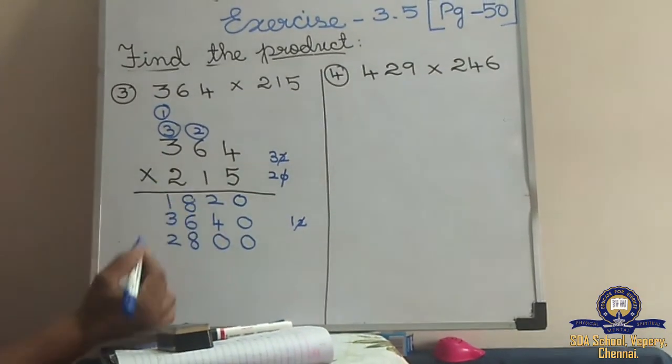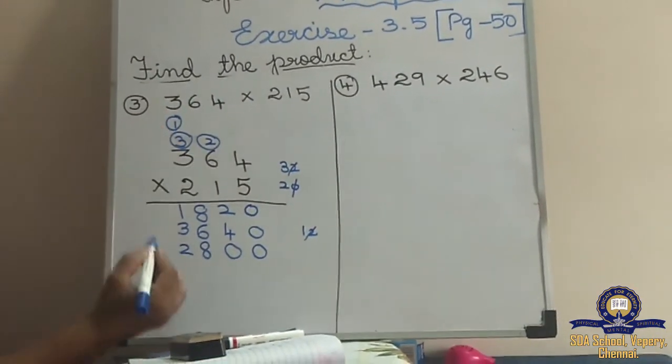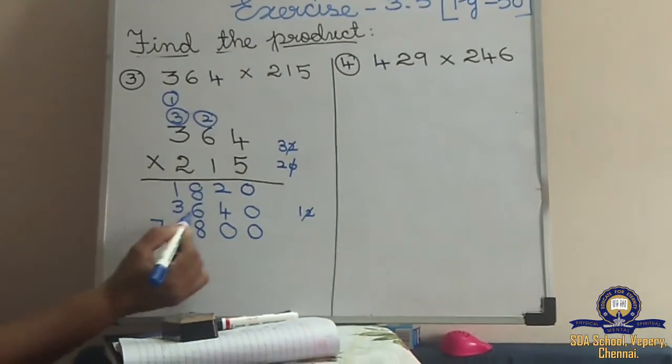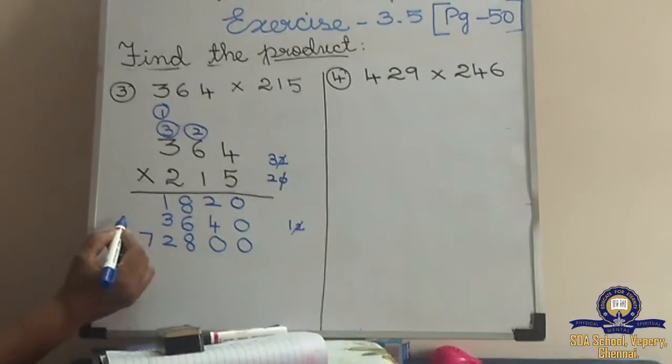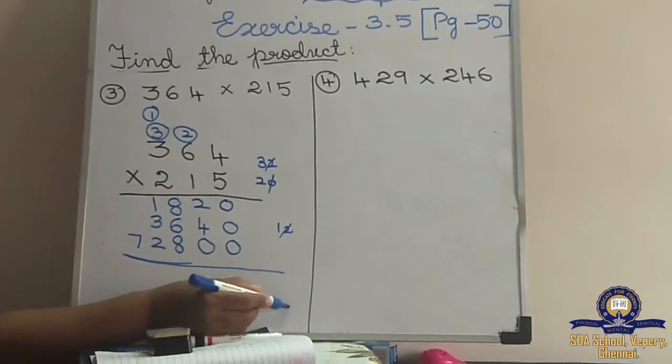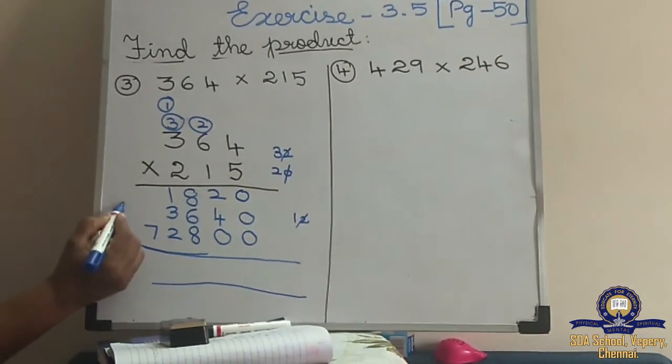2 3s are 6. 6 plus 1, 7. 7 you have to write separately. Don't write in between, otherwise it will be wrong. So what now? What you have to do? You have to add. So plus.